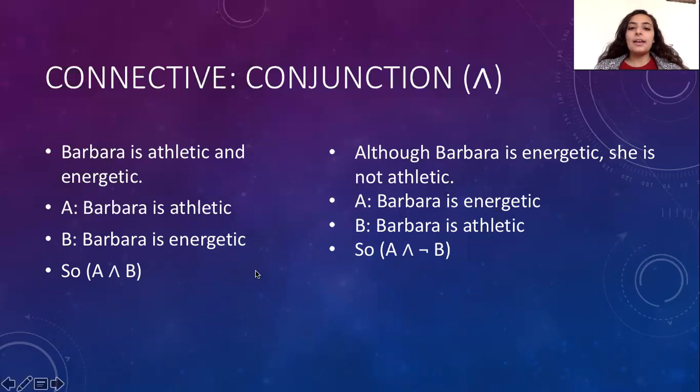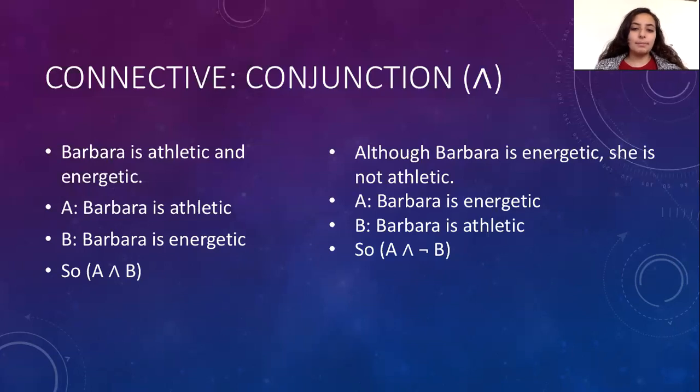So you get A conjunction, not B. And so remember that the word although is pretty much saying and in this scenario, right? And you can always go back and check which words fit into which category. But although is a conjunction. And so you get the two ideas, A and B. Because the word although is there, you put the conjunction between the two of them, but then she is not athletic. So then you easily just put a negation right next to the B, and then you're good to go.